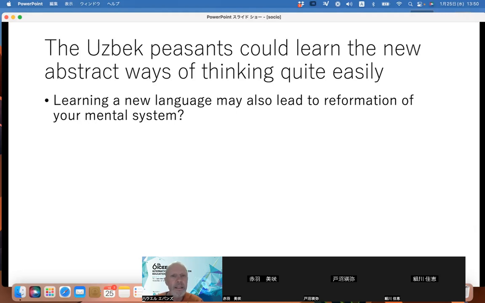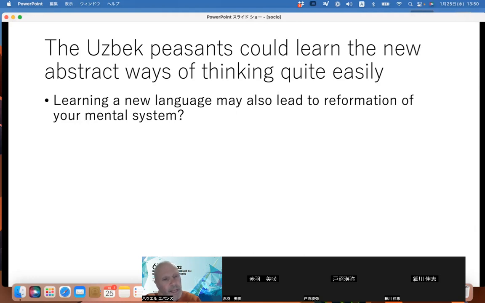And related to that, the Uzbek peasants could learn the new abstract ways of thinking quite easily. It didn't take them long to do the categorization stuff. It didn't take them long to do the logical inference stuff. Pretty easy for them to learn.